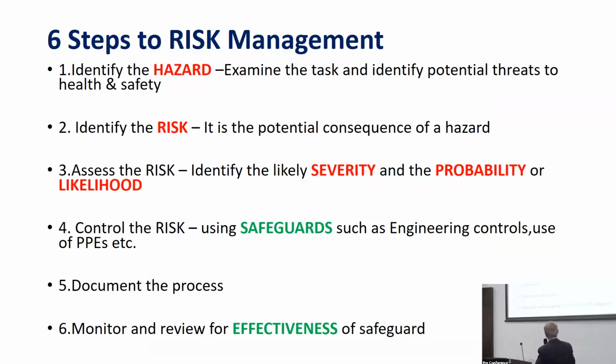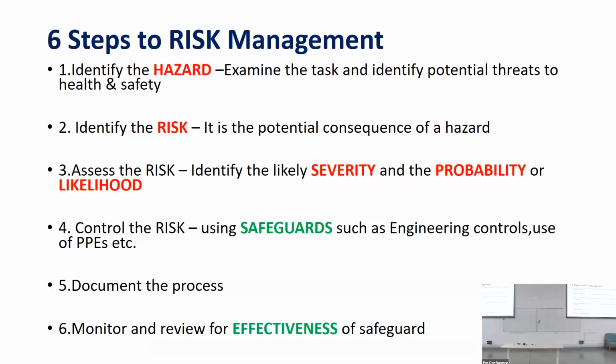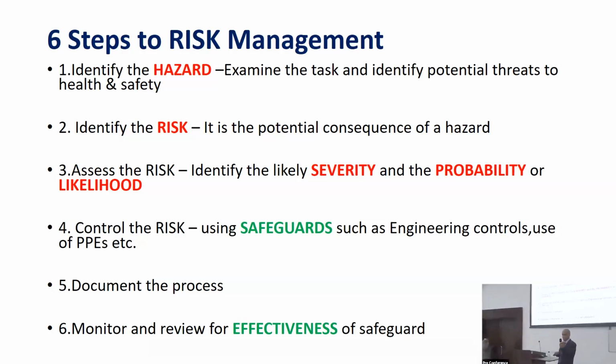So there are 6 steps to take for risk management. The first step: identify the hazard. What can happen? You are first to do that job. That is the first principle. Then identify the risk, the potential consequence of the hazard. That means, is it a high risk or low risk, depending on the severity? Can it cause me a small injury, or can it be fatal?